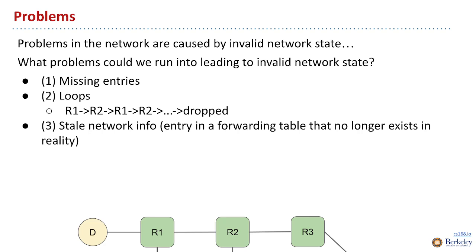Then someone else mentioned loops, and this is exactly a problem. We can get into a situation where two routers think that they are each other's next best hop, but in that case, the packet's never going to make it, and that is a problem because starting from those nodes, you can't get to your destination. And finally, I think you mentioned stale network information, where not everyone knows about a failure that's happened.